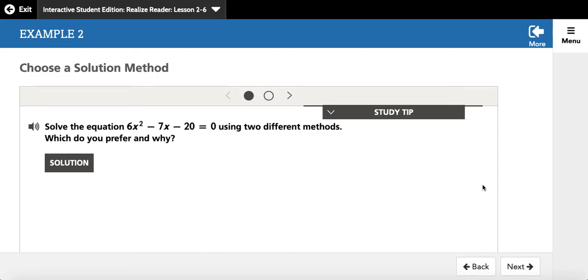Okay, Algebra 2 students, now we're going to see a video on example 2 for section 2.6, choosing a solution method. So we just learned the quadratic formula and we had grouping before and maybe completing the square. Let's see what they do to solve this equation. They're going to do two different methods.